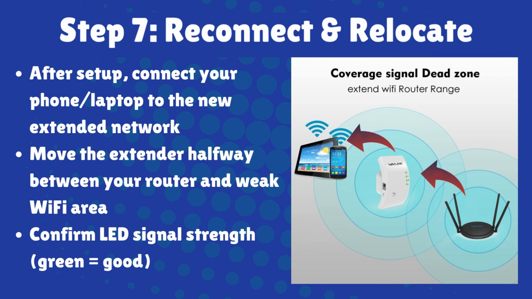Step 7. Reconnect and relocate. After setup, connect your phone or laptop to the new extended network. Move the extender halfway between your router and the weak Wi-Fi area. Confirm LED signal strength, green equals good.